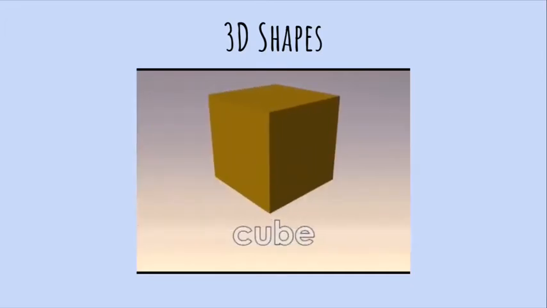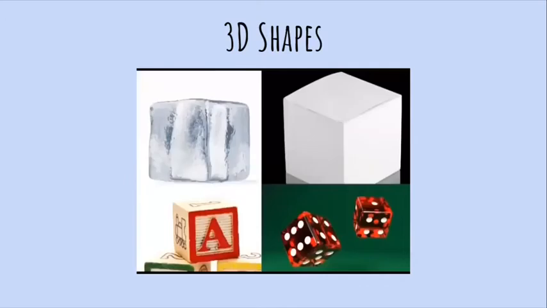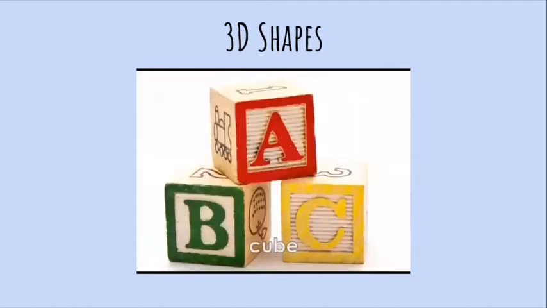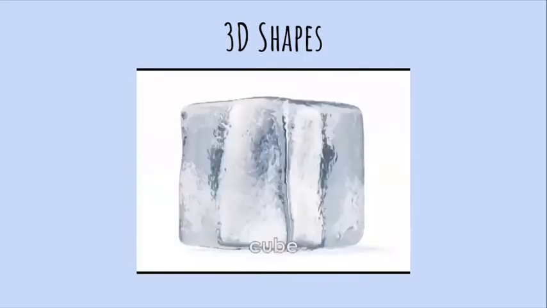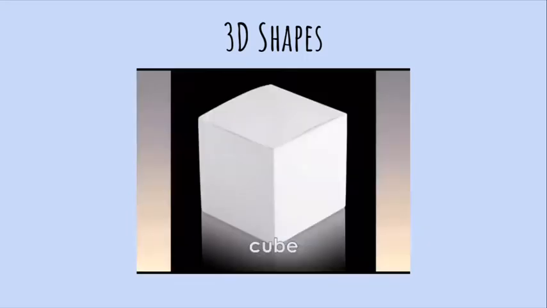Here is a cube. It has this shape. These are things that have the shape of a cube. You can see them every place. Blocks can be a cube. Dice can be a cube. An ice cube can be a cube. A box can be a cube.